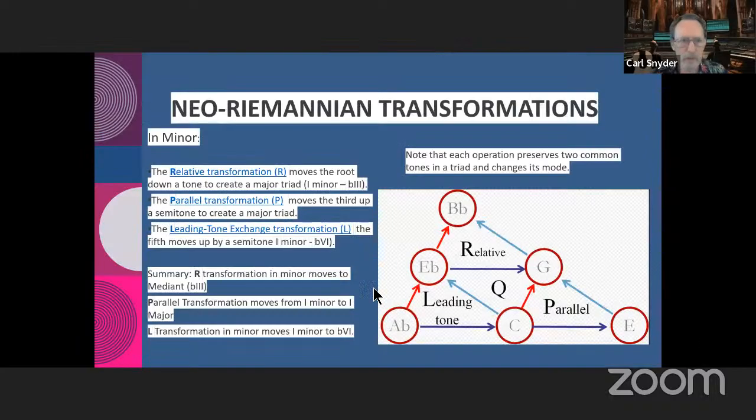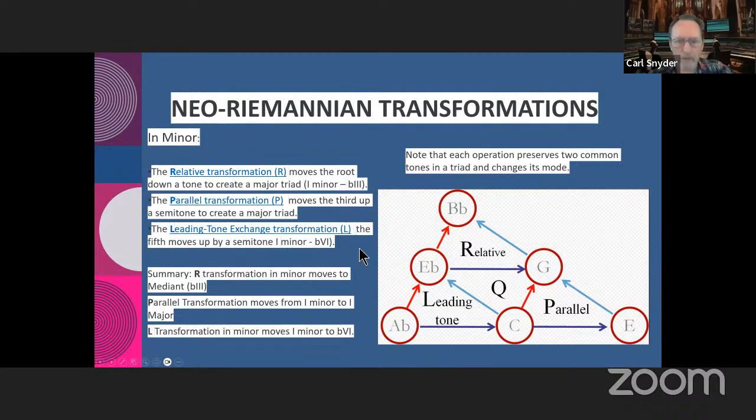Now let's go to the minor because the rules are slightly different. So the parallel, of course, is going to be the same. Parallel transformation moves the third up a semitone to create a major triad. So back and forth, moving the third from major to minor, minor to major, all good. The relative transformation, however, moves the root down a tone to create a major triad. So one minor goes to flat 3, major.